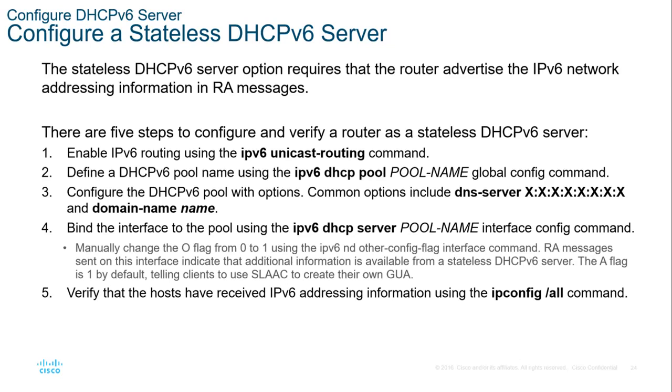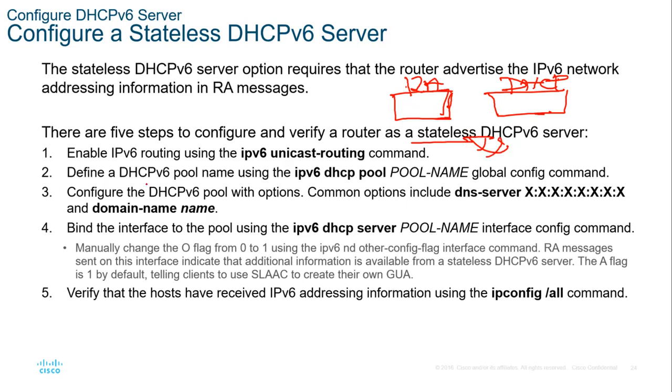So these are the steps for configuring stateless. Last time we looked at how to configure DHCP version 4. Now this is IPv6. There are 5 steps to configure and verify a router as stateless. Stateless means that part of the IPv6 information is within the router advertisement, and the other information is from DHCP.